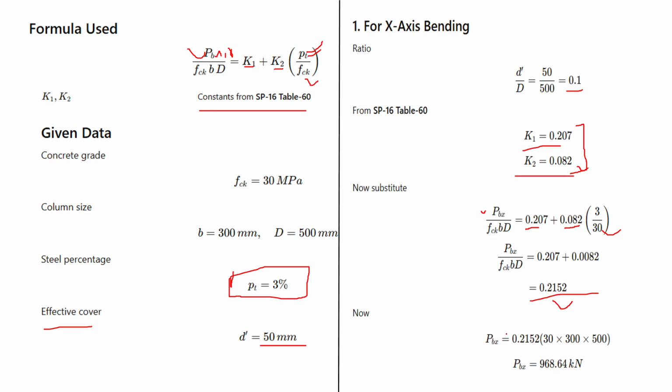Now you have to multiply PBX with this factor. This value is 0.21. So PBX you just multiply with FCK bd, and you are getting 968.6 kilonewton.